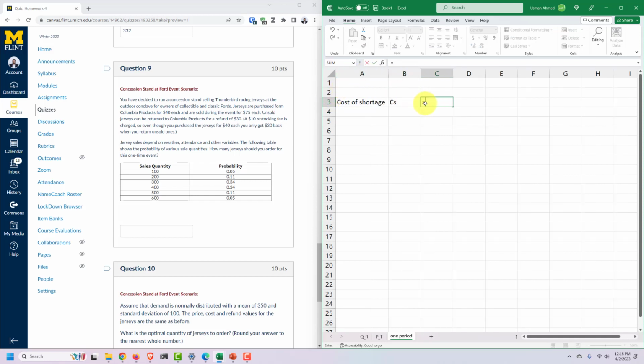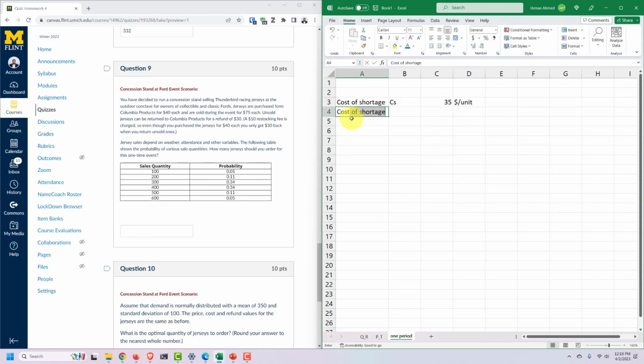That's going to be how much I sell my shirts for, the revenue. They're sold for 75, minus the cost. It cost me $40 to get the shirt. That's basically your gross profit that you miss out on if you have a shortage, because shortage means there was demand, you didn't have the inventory to sell. Okay, so per unit of shortage, I lose $35.